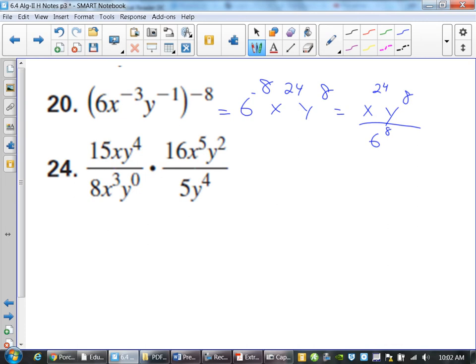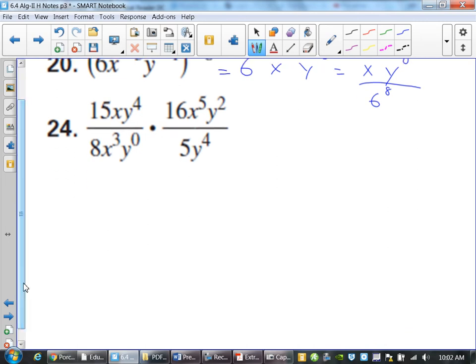Second one, put all your numbers together first before you try to do anything. Actually, you might be able to do this in your head. 8 goes into 16 how many times?